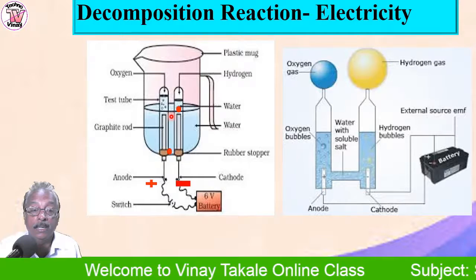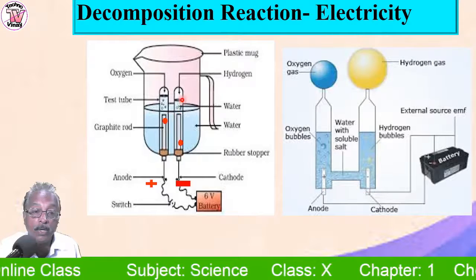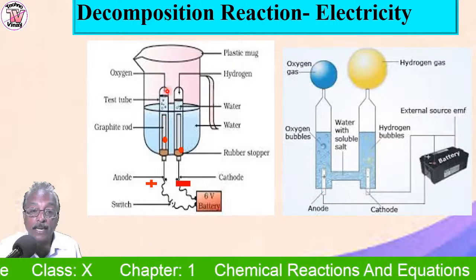So here we can see, if we just fit the bubble here, now you can see at the top of the test tube, at one electrode, that is at the cathode, the gas which is given out has a volume double that of the other. Here you can also see it in the form of bubbles; this gas which is given out is quite double the other.